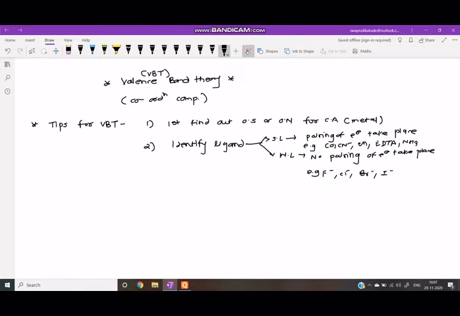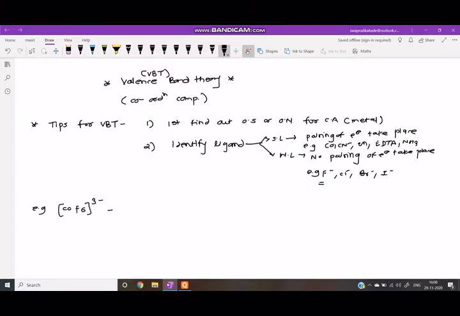Now we can see some examples. First example, CoF6 3 minus. What are the tips for VBT? First find out the oxidation state of the central atom. Here the central atom is a metal, cobalt. Second, identify the ligand. Here the ligand is fluorine, which is a weak field ligand. Therefore, no pairing of electrons takes place.